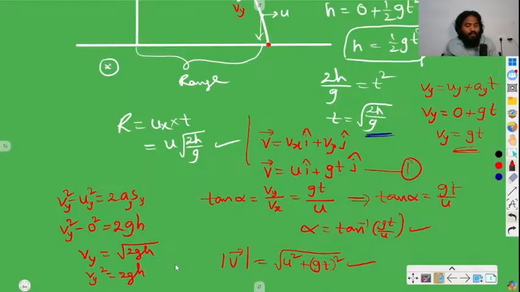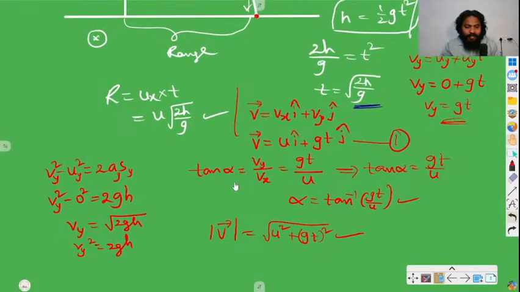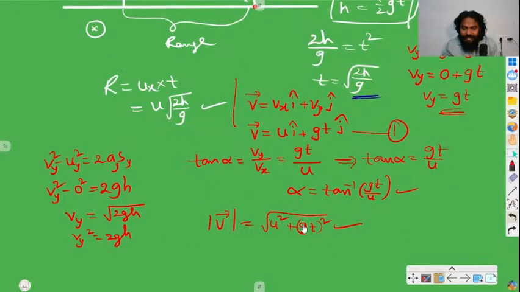Now what you can do is simply, in the place of your vx, you can substitute this. This is the condition, especially when the object is hitting the ground. You do remember that, right?